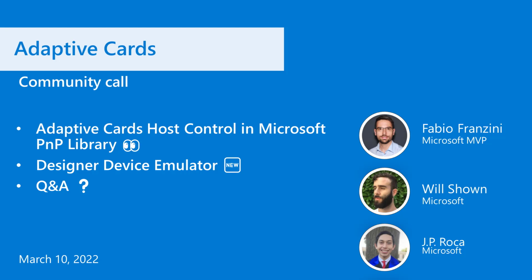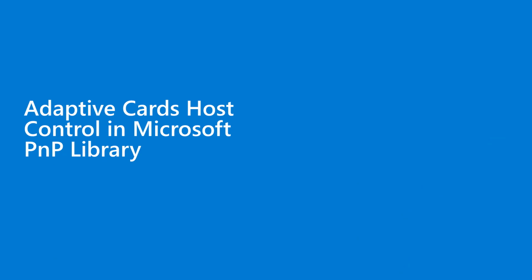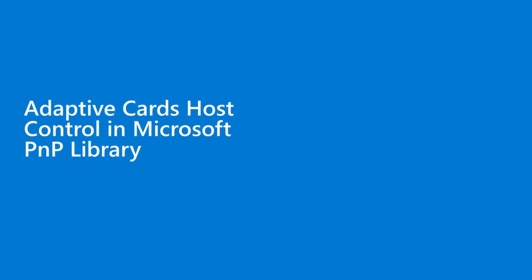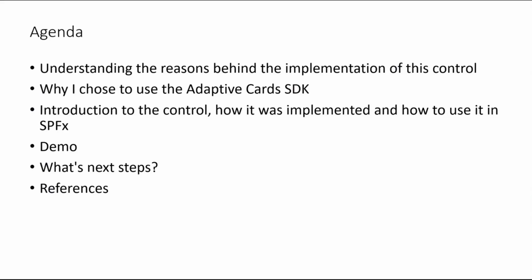We're going to start off with the Adaptive Cards host control, and I will pass control to Fabio. Fabio, you can go ahead and start sharing your screen. Okay. Let me share my screen. So thank you for having me on this community call. I want to show you some information about this control, the Adaptive Card host control for the Microsoft PnP Library. So the agenda is this one.